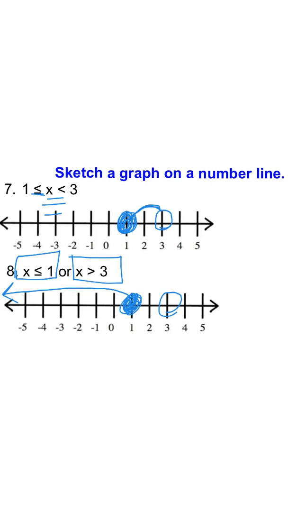I've already got my open dot. I just want to point to the numbers that are greater than 3. You can see that there's a gap here right in the middle. We have that gap because of that word or.